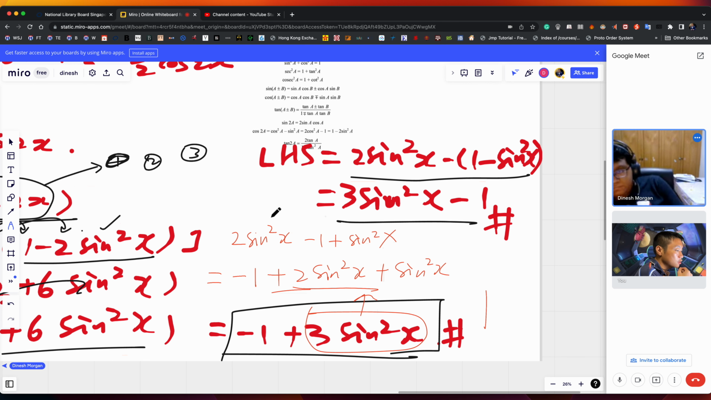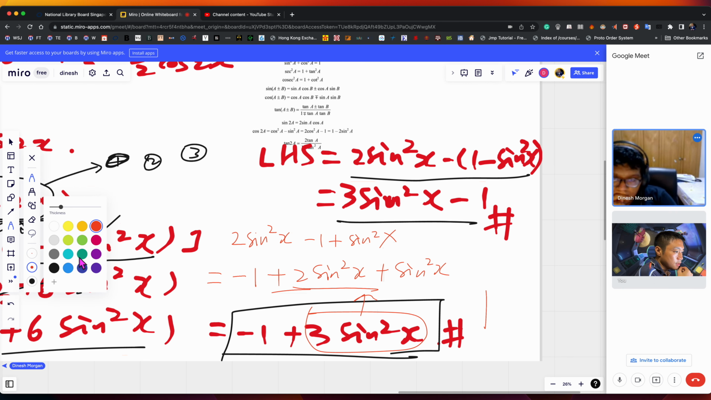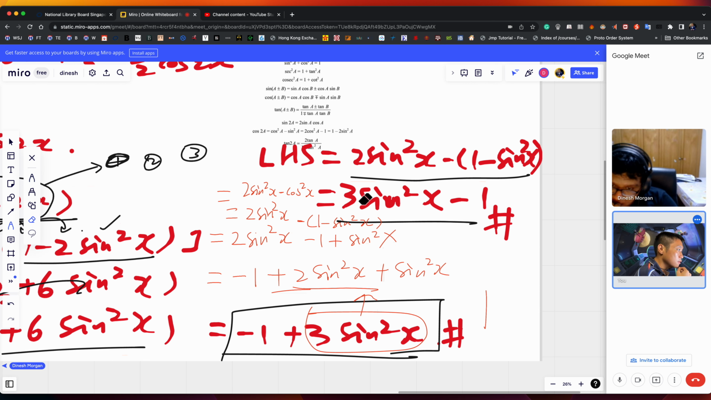I can continue further. This is what I mean by doing backward. So I get 2 sine square x minus 1 minus sine square x. And then from this, I can get 2 sine square x minus cosine square x. And that is the left hand side, which is this.